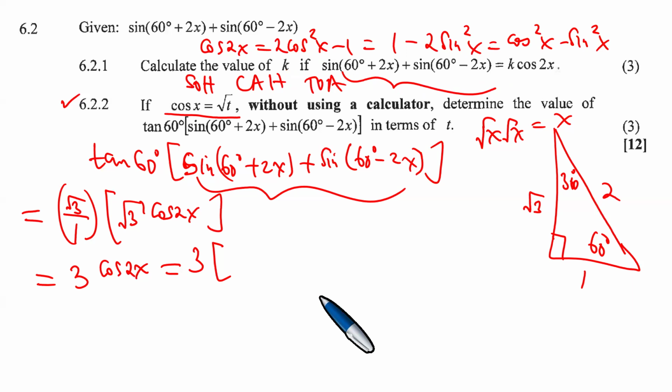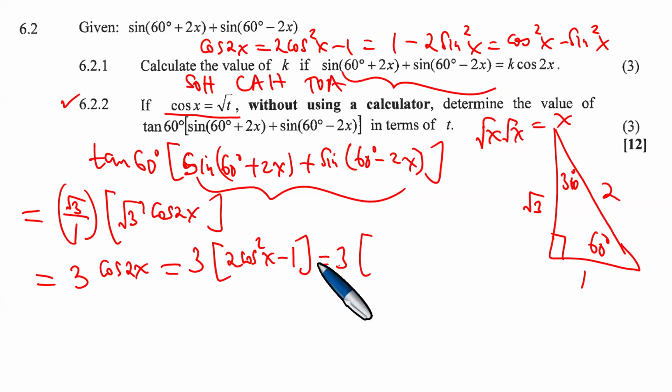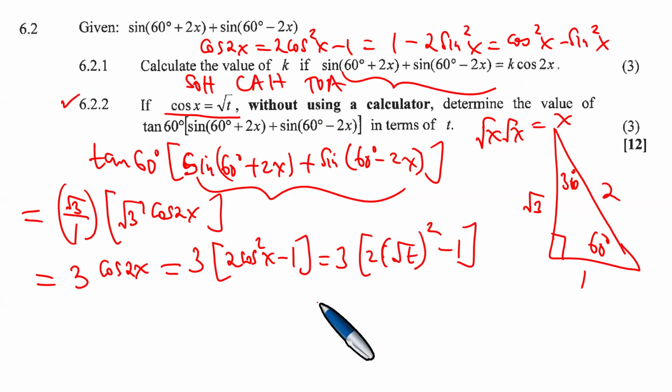Which identity among 1, 2, and 3 would be the best one to use here? Because we have cosine 2x, I need to use one of the double angle formulae, just one of them. Which one is the ideal to use? The first one. Well done. Cosine 2x is 2 cosine squared x minus 1. So it is 2 times cosine x, which is the square root of t, squared, minus 1. If you square the square root, it becomes just t, so that we have 2t minus 1.